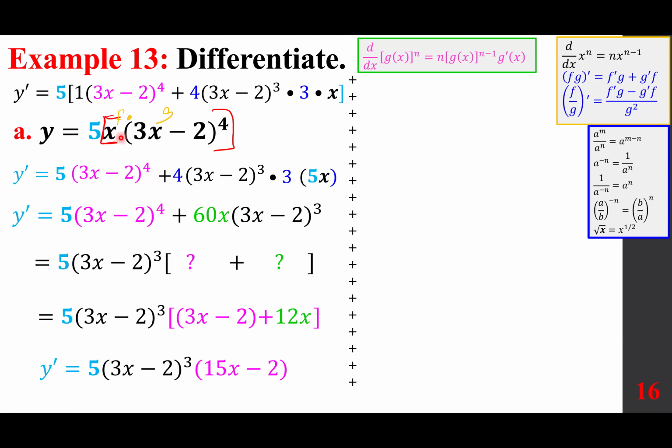Notice x gives you 1 times (3x minus 2) to the power of 4. This thing is identical to that one. Times 5x would be times x. The 5 carries. So which one is easier? That's your choice. Makes no difference in this case because 5 is easy enough.